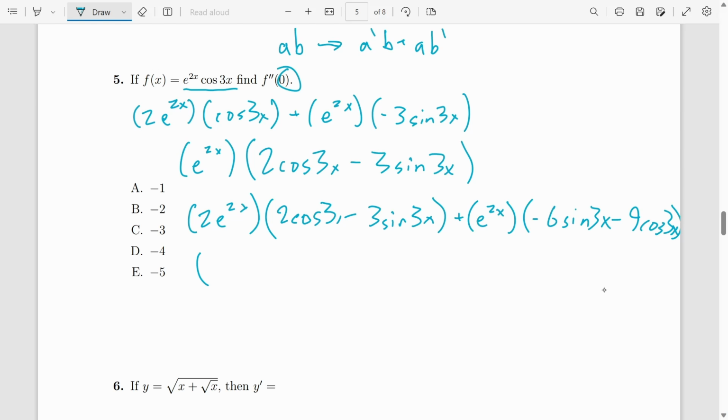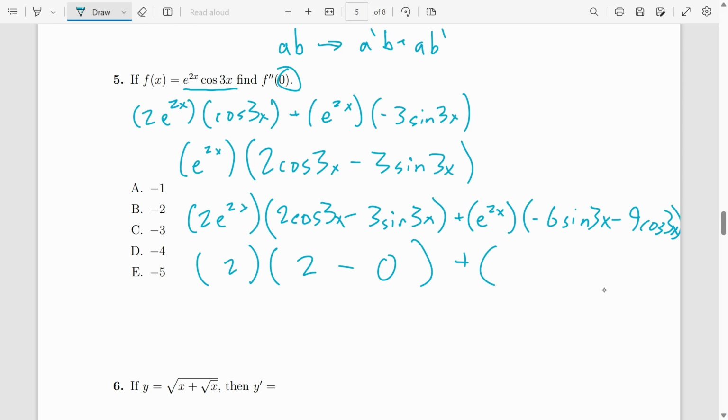E to 0 is just 1, so this is just 2 times 2 cosine 3x. Cosine of 0 is just 1, so this is just 2 minus 3 sine 3x. So this is 3 sine of 0. Sine of 0 is 0, so this is minus 0. You can really just forget about that, or maybe not erase it so people can see what I'm doing if they just skip to the end.